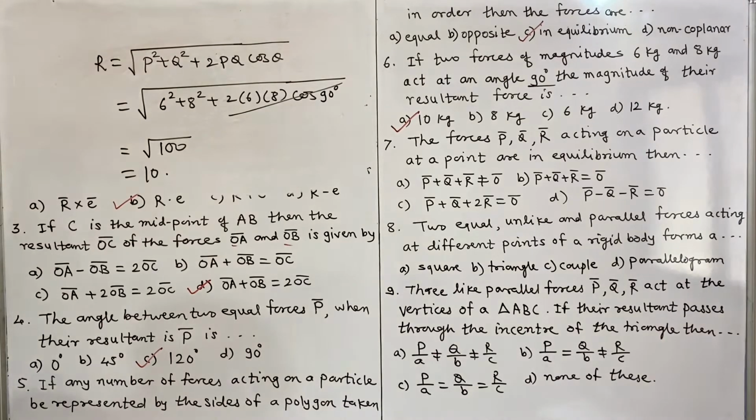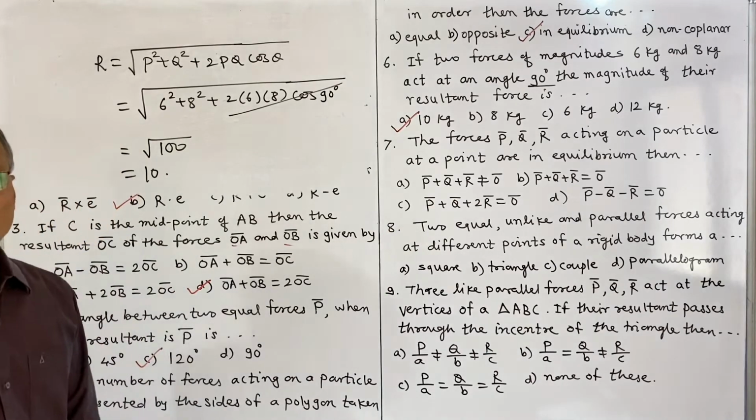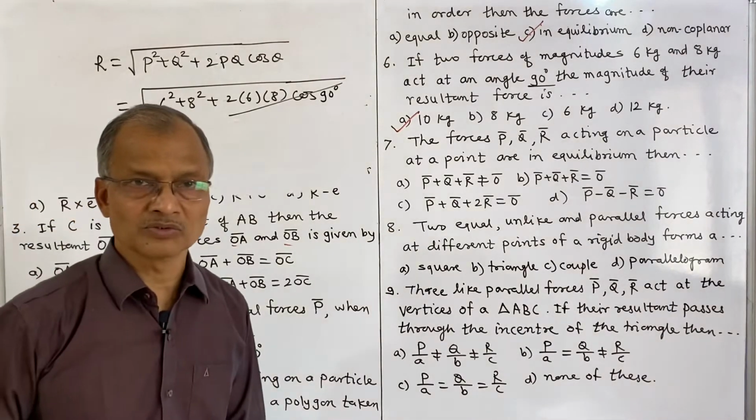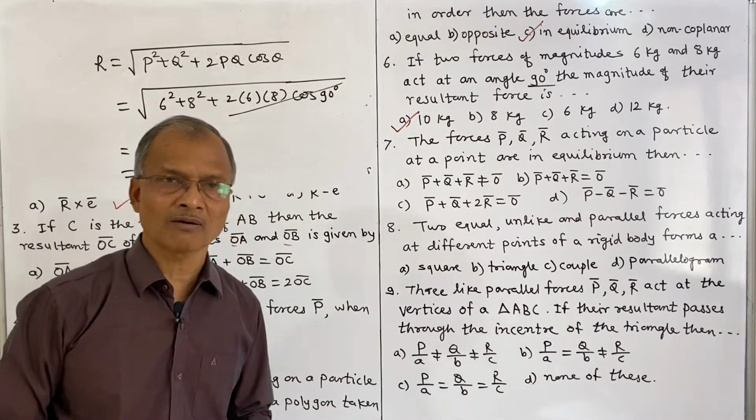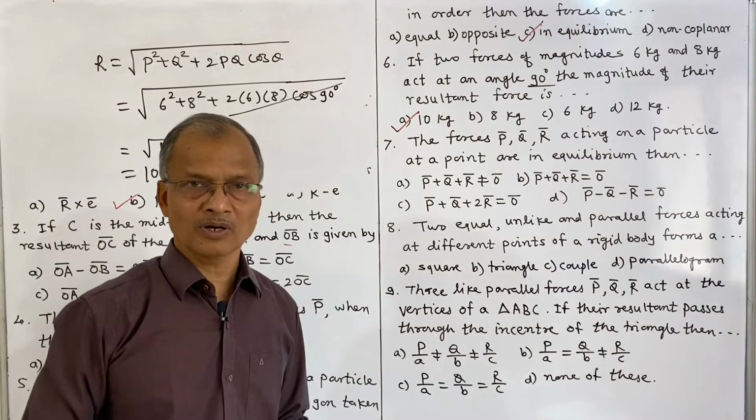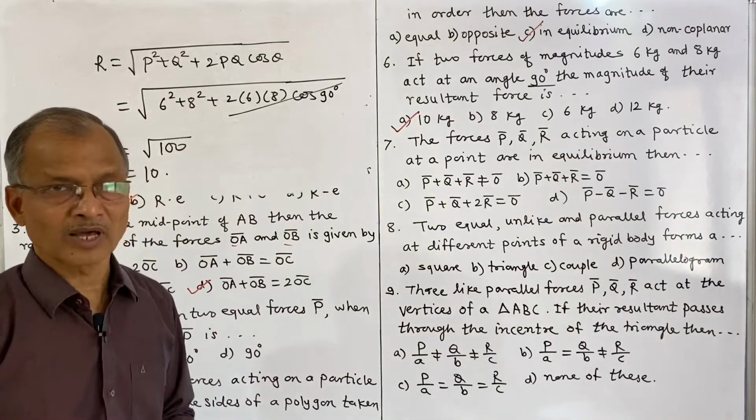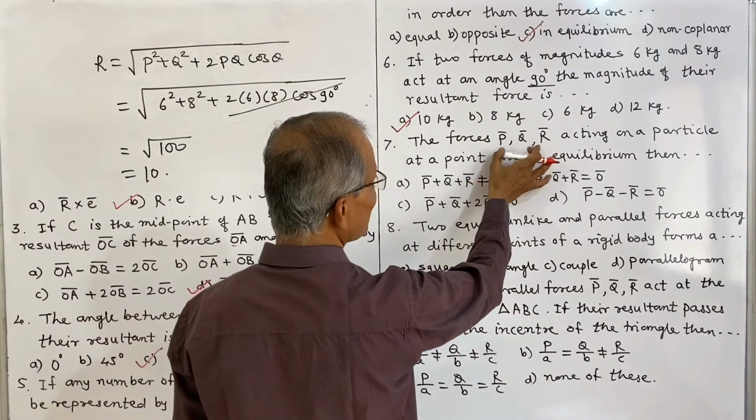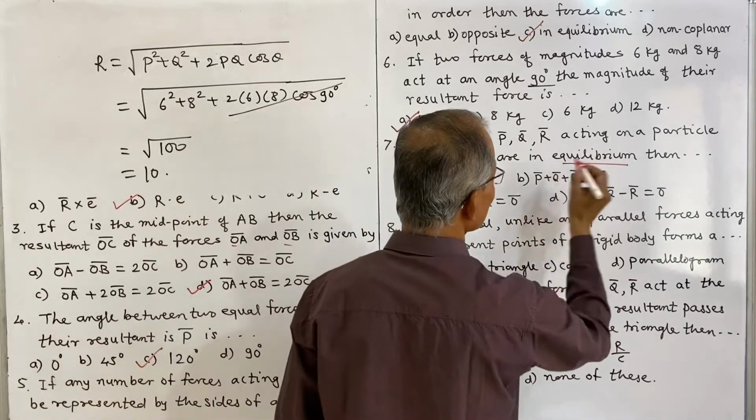Next one: the forces P, Q acting on a particle at a point are in equilibrium. Then, which one of these is true? Forces in equilibrium means their resultant is 0, and the resultant of a number of forces is always obtained by vector addition of the forces. So the resultant of forces P1, P2, up to Pn will be the sum P1 bar plus P2 bar and so on up to Pn bar. And here, with three forces, their resultant is P bar plus Q bar plus R bar, and that must be 0 because these forces are in equilibrium.